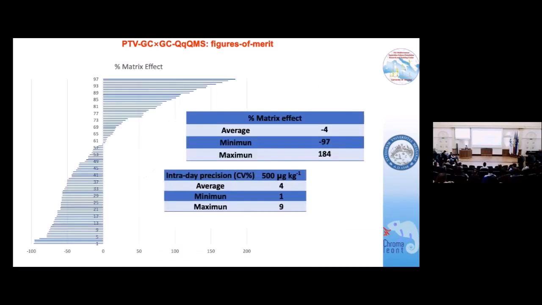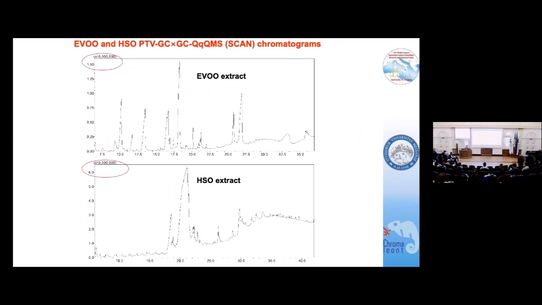Something a little bit different, the matrix effect. In this case, we calculated a totally different behavior. As you can observe, we have a 50-50% split, from minus 100 to plus 150. So we decided to go a little bit deeper into the total ion chromatograms of the two samples. Oh, something happened to the chromatograms.